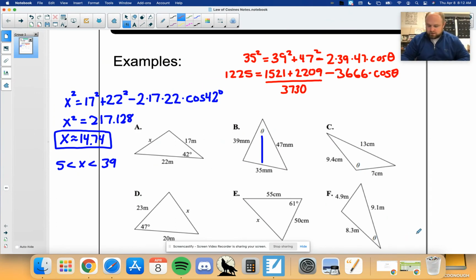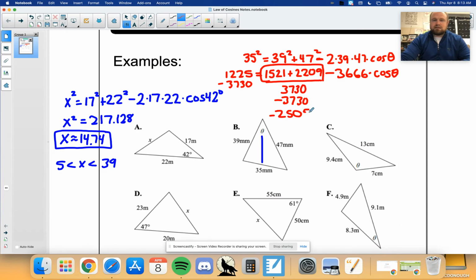All right. So now what we are going to do is take this 3730 and subtract it over to the left-hand side. We're going to subtract it from the 1225. What I did was I took these two and added them together and got 3730. So I'm going to subtract 3730 from both sides of the equation. So 1225 minus 3730. Okay, so grab my calculator, 1225 minus 3730, which gives me negative 2505.